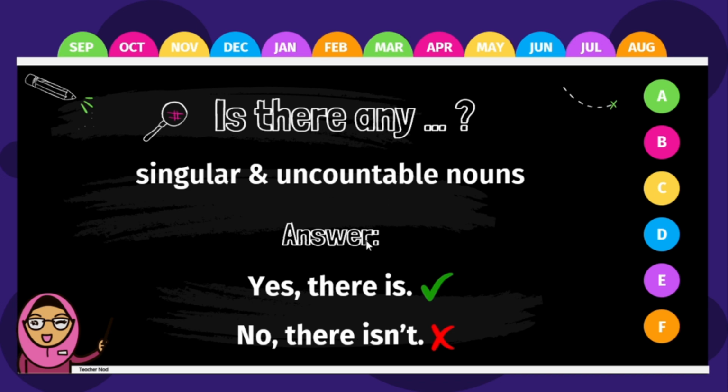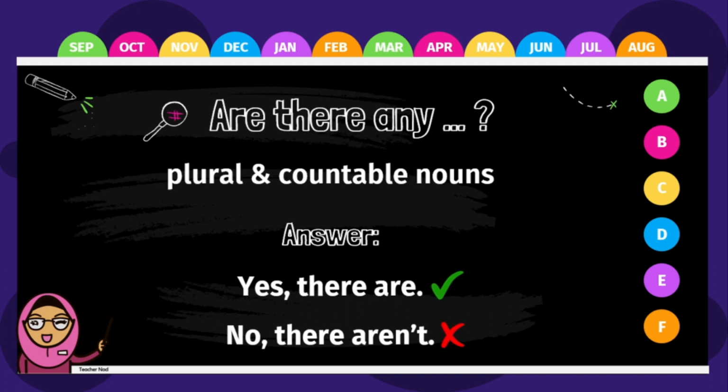The answer is yes, there is. No, there isn't. Okay? Is here. You have to use is here too. Okay? Is here and is here. Yes, there is bermaksud ya ada. No, there isn't. Tidak, tidak ada. Ataupun tidak, tiada. Okay? Okay, number 2.